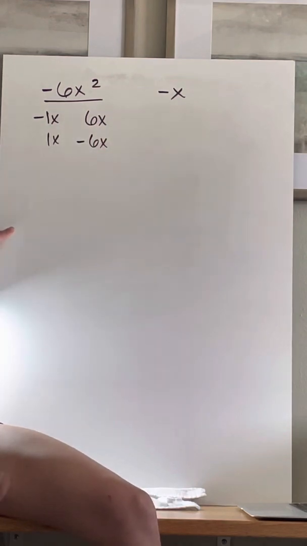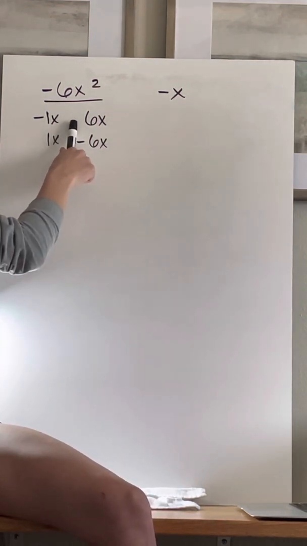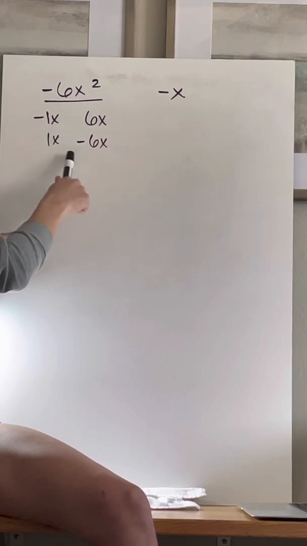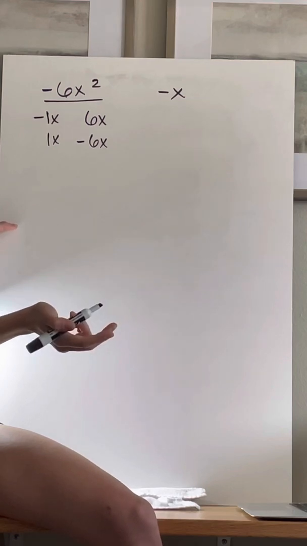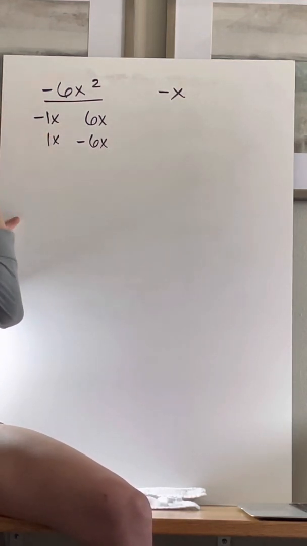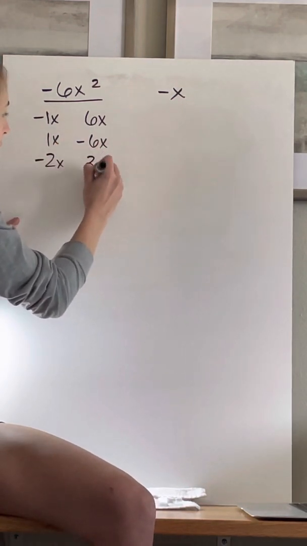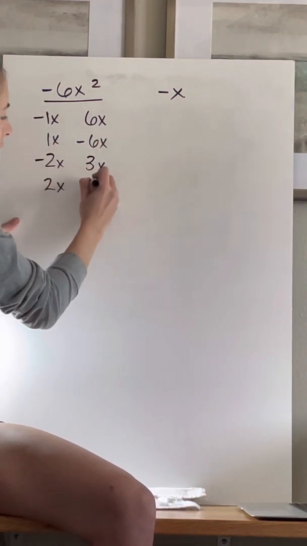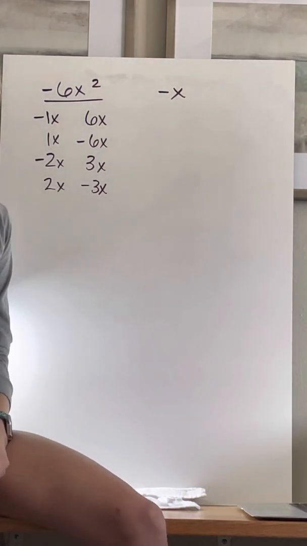So you do have to use both of them because this, when we add it together, is going to give us a positive 5x, and this, when added, is going to give us a negative 5x. So that's why you do have to list both. They're not giving you the same sum. So let's go ahead and list the rest of them. Negative 2x, 3x, 2x, negative 3x. So those are our multiples.